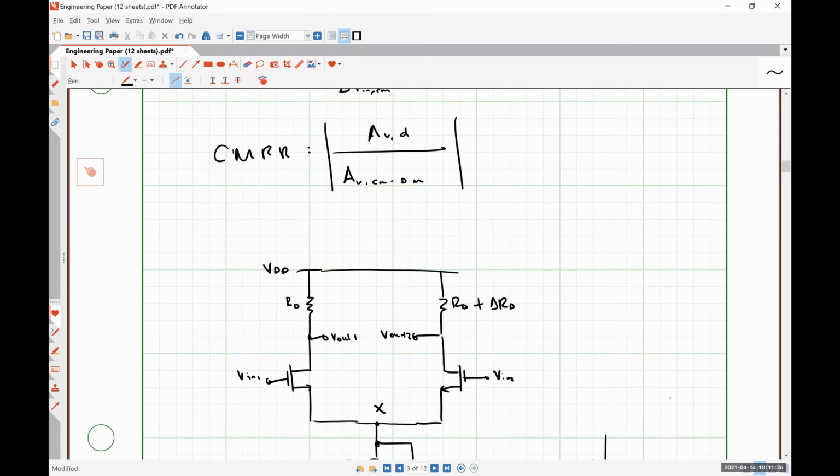Yeah, so DM is differential mode gain. So it's what I've been calling Av,d the whole time. Yeah, that's just differential mode gain. So you can absolutely get that just by looking at the half circuit, either the left-hand half circuit or the right-hand half circuit.